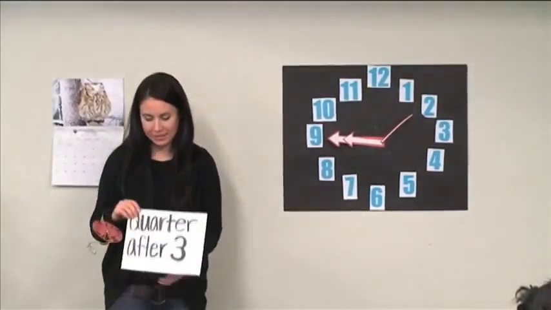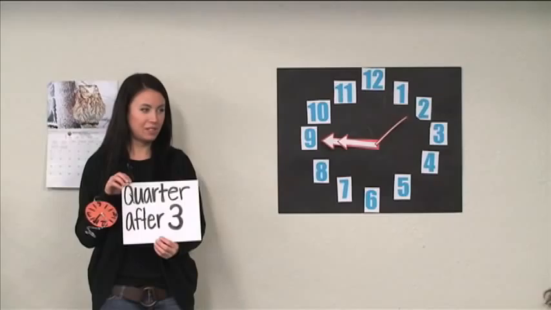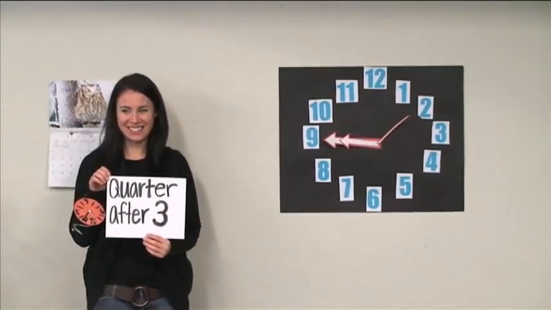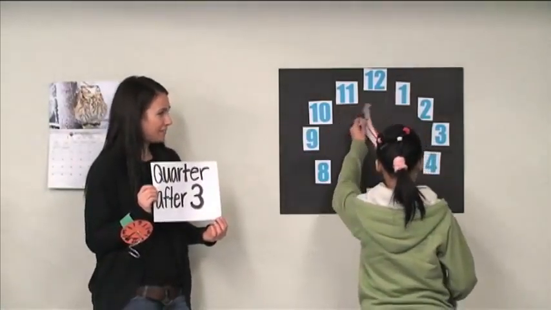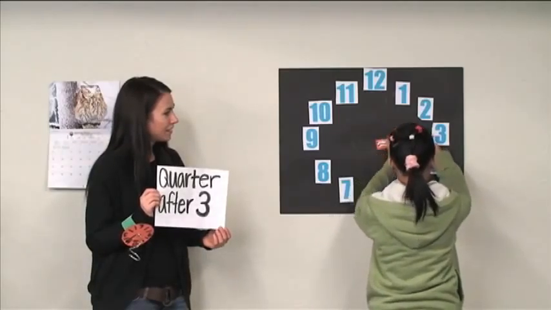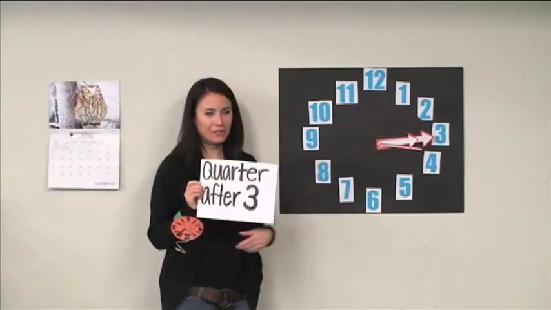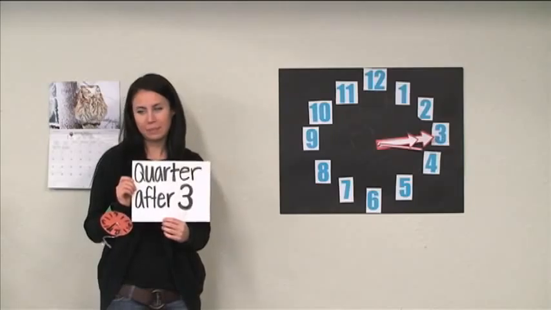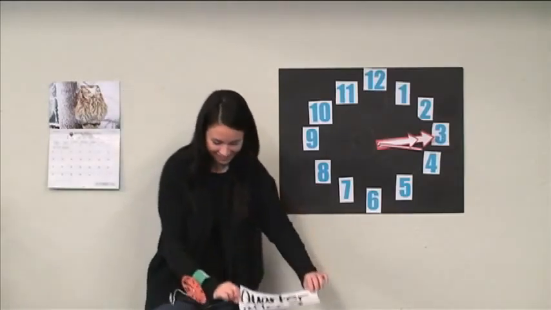Okay. So this is another quarter. 3:15. Nate, do you want to try this one? It's 3:15. Good job. That's perfect. That's right. So she went to 3 o'clock and it's 3:15. What's another way of saying this one? If we didn't want to say quarter. 3:15. Yep. Perfect. Good job.